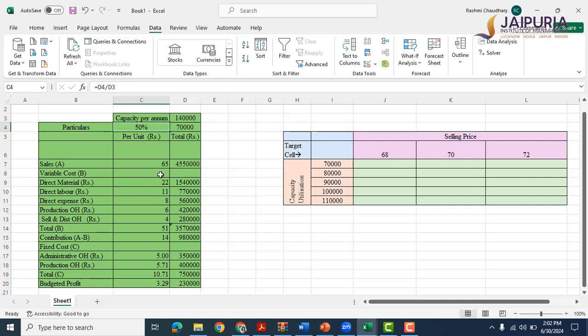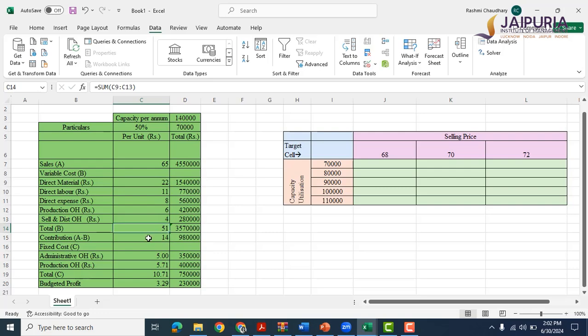So just having a quick look, sales is 65 rupees per unit. So for 70,000 units, it comes out to be 45,50,000. The variable cost is divided into 5 components: direct material, direct labor, direct expenses, production overheads, and selling and distribution overheads. The total variable cost comes out to be 35,70,000 rupees, that is 51 rupees per unit.